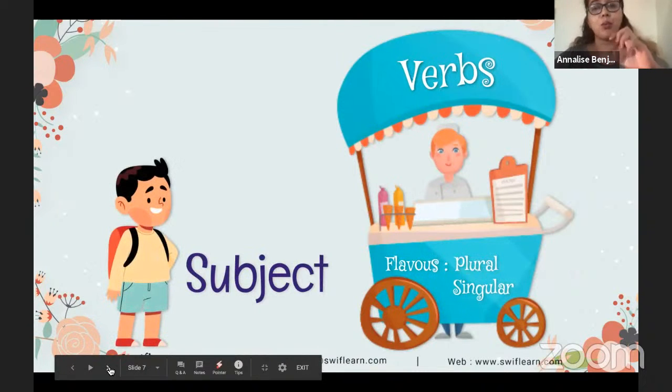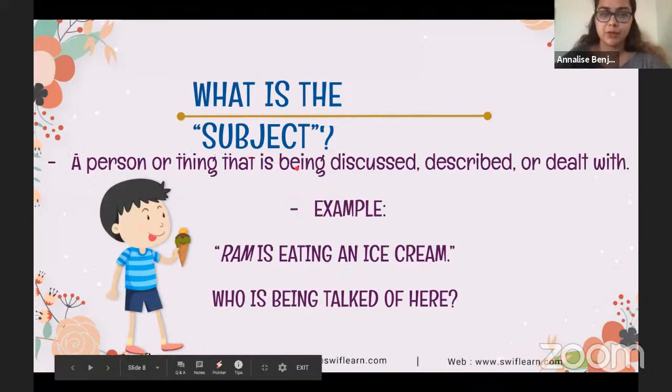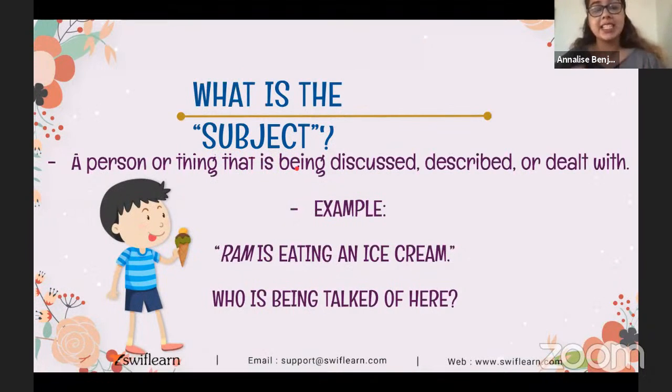Now let's understand what our subject and verbs are. Let's begin with what is a subject. A subject is the main person or thing in a sentence. Now, this person or thing is being discussed, it's being described, or it's being dealt with. That means the person or thing is either doing the action or receiving the action. For example, Ram is eating an ice cream. Who are we talking about in this sentence? We're talking about Ram because Ram is performing the action. Ram is eating. So Ram becomes our subject.